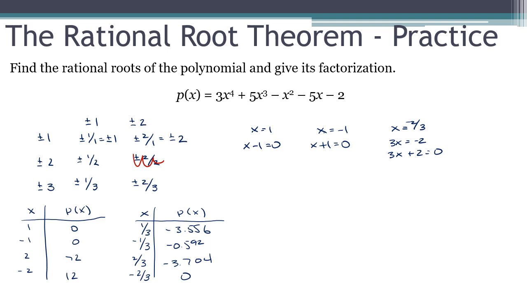Let's go through the process. Let's do the long division, right? Not the long, I'll do the synthetic division. So I'm going to start with my polynomial: 3, 5, negative 1, 5, and negative 2, and I'm going to divide this by 1.